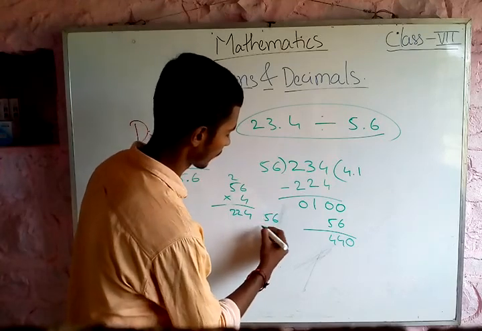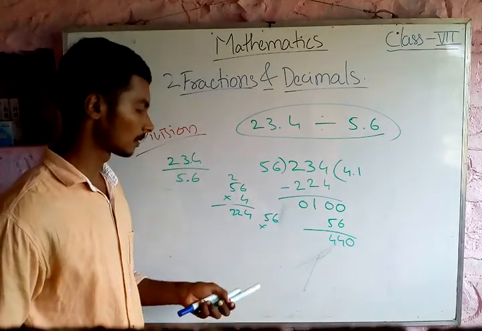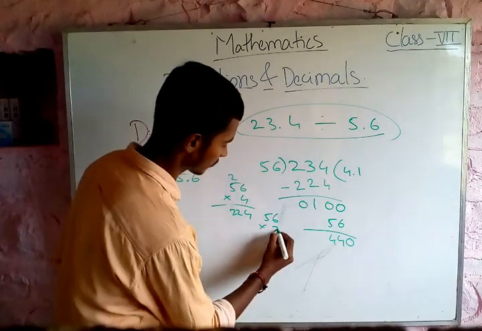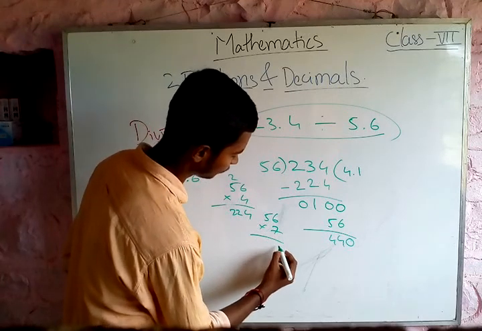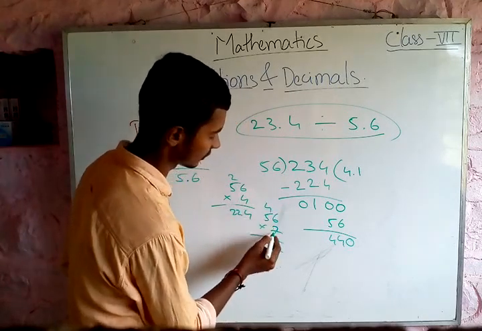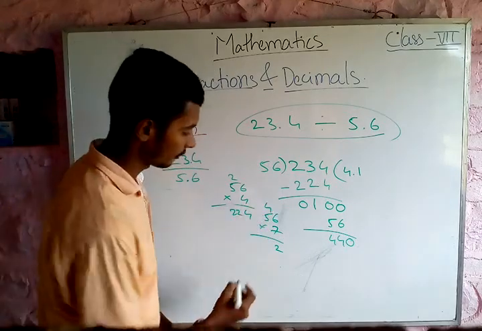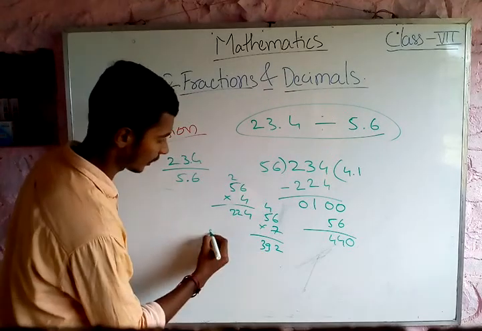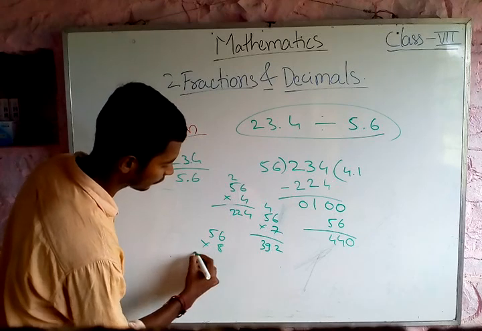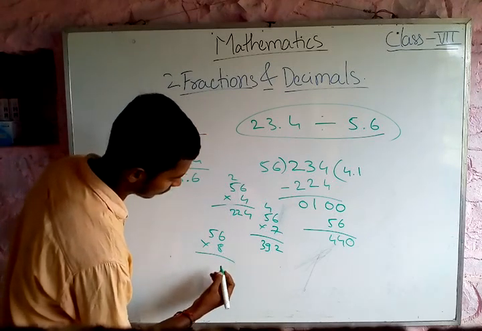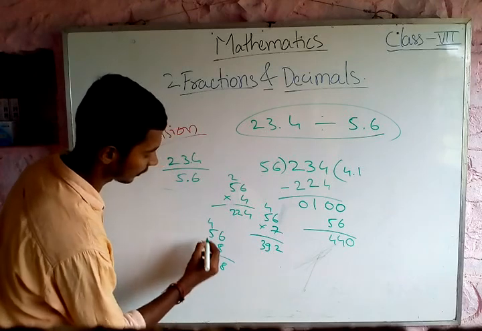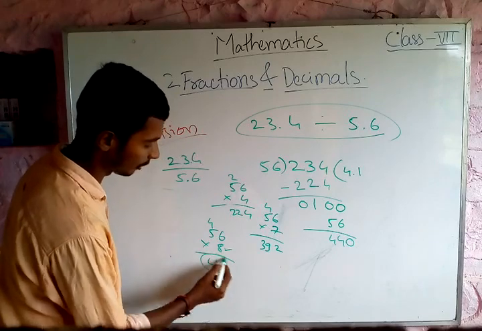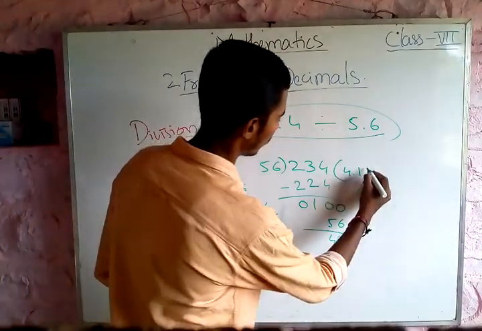56 into... let's try with 6 or 7. Okay, let's try with 7. 7 6s are 42, 2 and 4 carry, and 7 5s are 35. 35 plus 4 is this much. Okay, now let's try with 8 also. 56 into 8. 8 6s are 48, 8 and 4 carry, 8 5s are 40, 448. See, if we keep 8, then it will be more than this, so we will take 7.